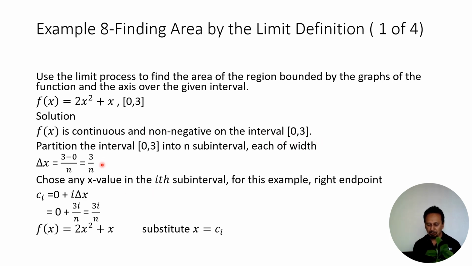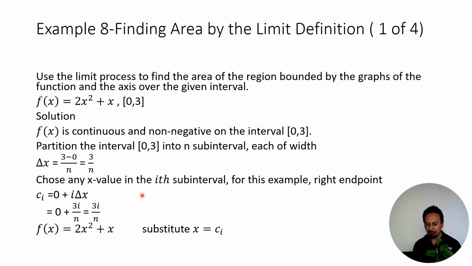Okay, so we partition this into n subintervals, each of width, first find the width of the subintervals, or the width of the rectangles we're going to make. So delta x would be, remember the formula is b minus a over n. And b is what? 3. And a is what? 0. So we get 3 minus 0 over n, which is 3 over n.